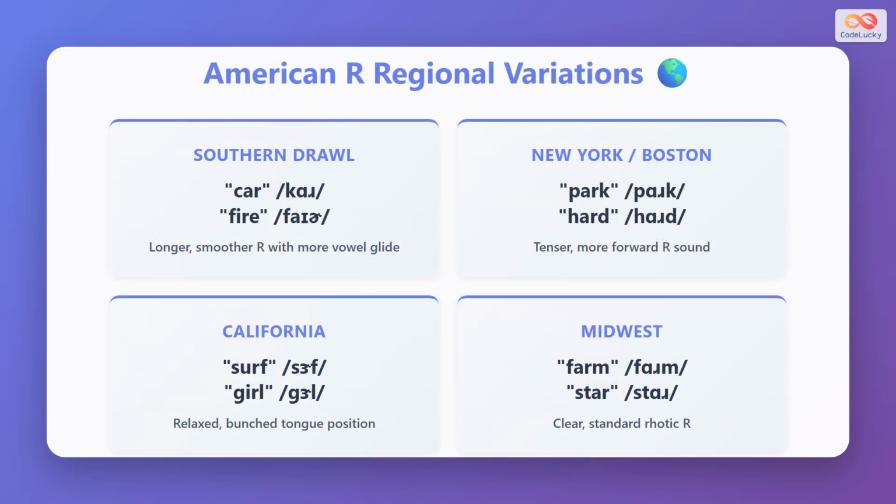American English has regional variations of the R sound. In the Southern drawl, the R is longer and smoother with more vowel glide. In New York and Boston accents, the R is tenser and more forward. In California, the R is relaxed with a bunched tongue position. In the Midwest, the R is clear and follows the standard rhotic pattern. These variations show that even within American English, the R can sound different.